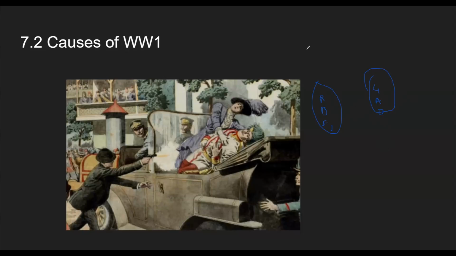Some long-term causes of this war were militarism, which is when your country supports war and the armed forces, so your whole society is based on the military. It's a little bit like what we have today in the United States with recruiting posters, but it was much more extreme.